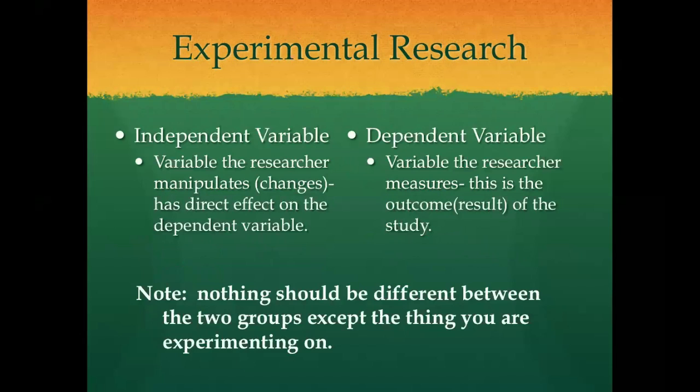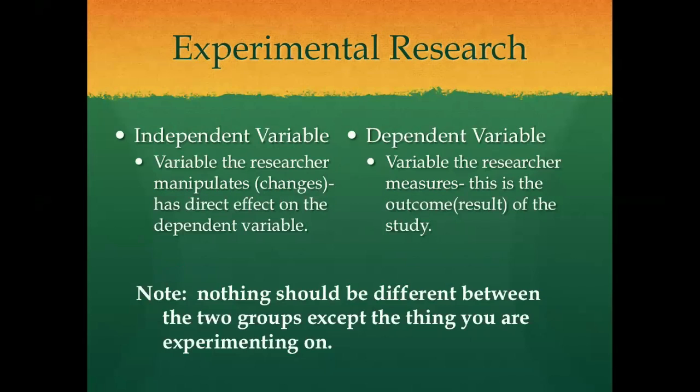Okay? So now we'll talk about the variables in experimental research. So the independent variable in experimental research is the variable that the researcher manipulates. Manipulate means to change. This variable, the independent variable, has a direct effect on the dependent variable.